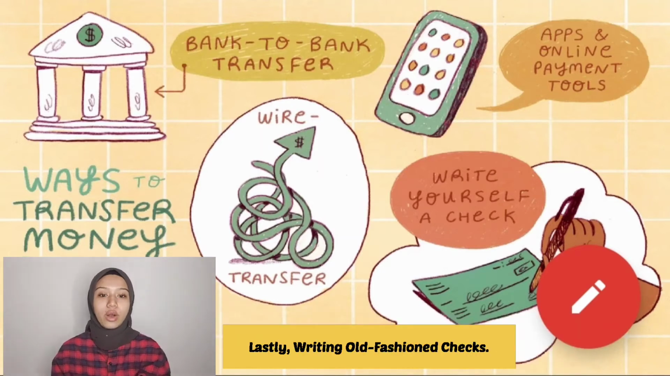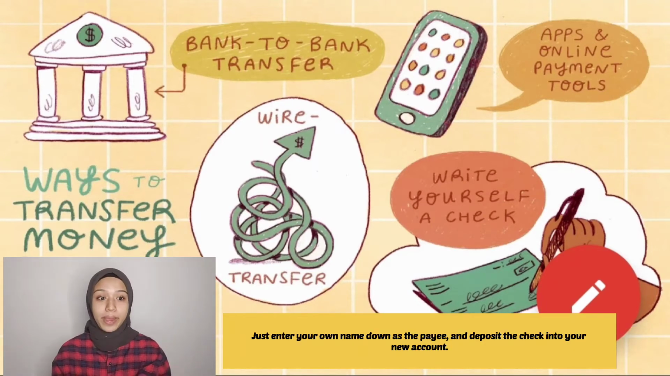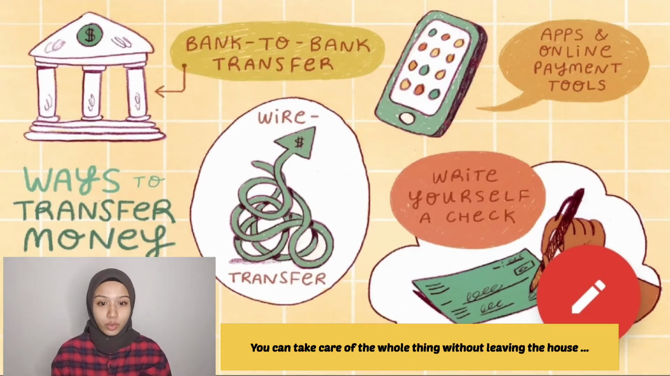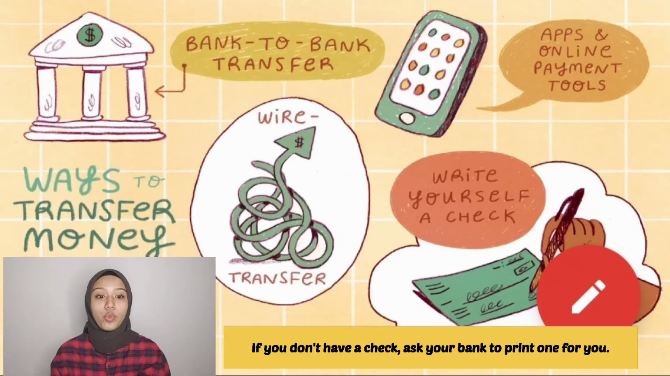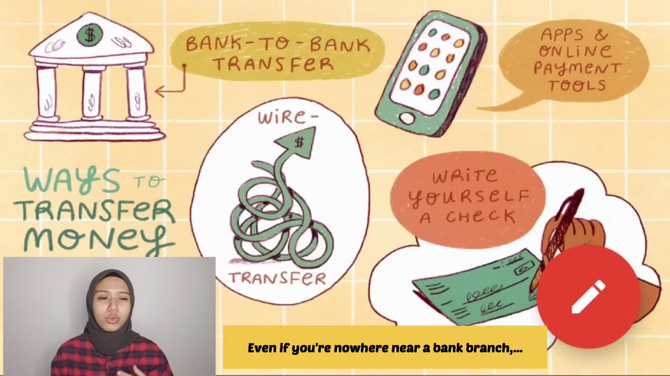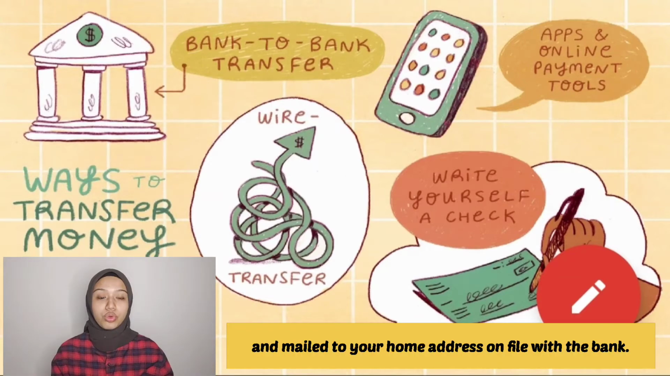Okay, lastly, writing old-fashioned checks. If you have a checkbook, writing a check to yourself is a simple solution. Just enter your own name as the payee and deposit the check into your new account. You can take care of the whole thing without leaving the house if you deposit the check with your mobile device. If you don't have a check, ask your bank to print one for you, even if you are nowhere near a bank branch. There's rarely any difficulty getting a check made payable to you and mailed to your home address on file with the bank.